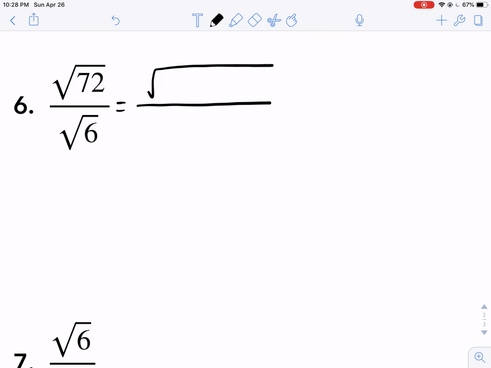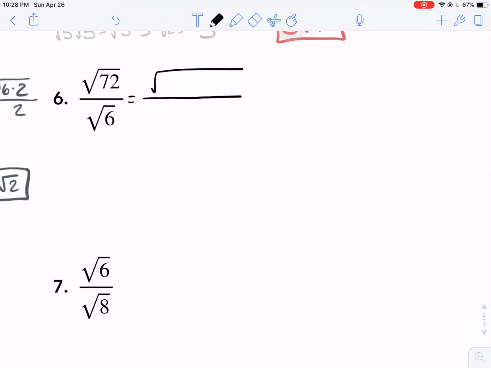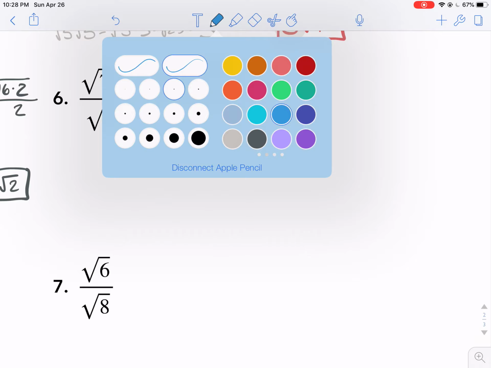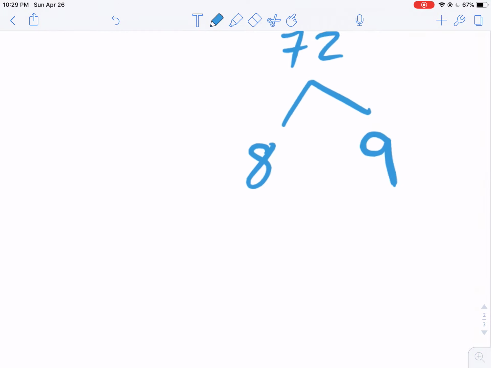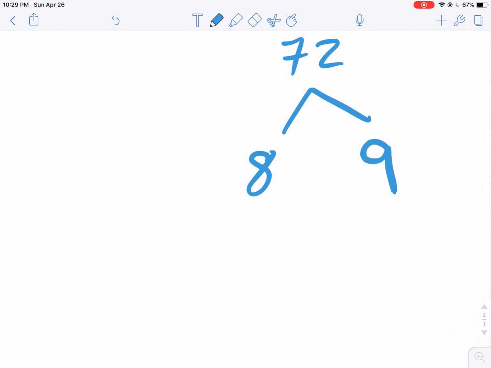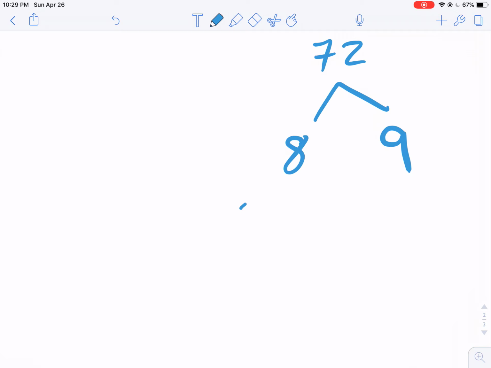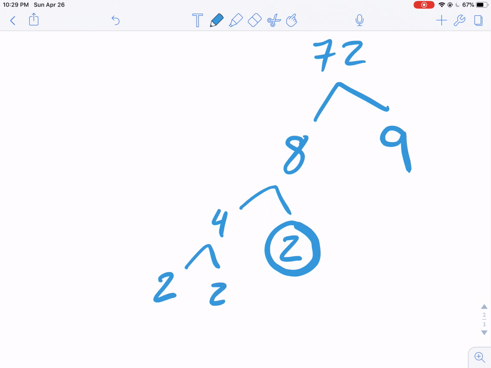So let's prime factor 72. Let's take the opportunity to review the prime factorization process. So we start out with 72, and I think, well, 72, that's 8 times 9. Now, is 8 prime? No, it is not prime, so we need to keep going. 8 is 4 times 2. Oh, and 2 is prime, so we can stop there. But 4 is not prime. We can split 4 into 2 times 2.